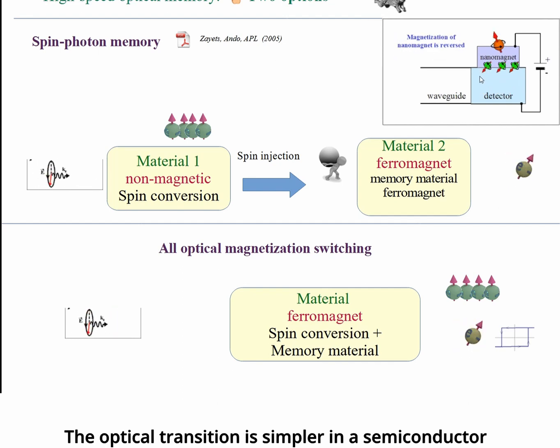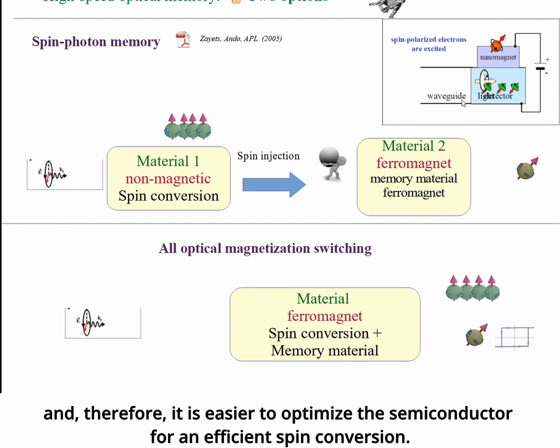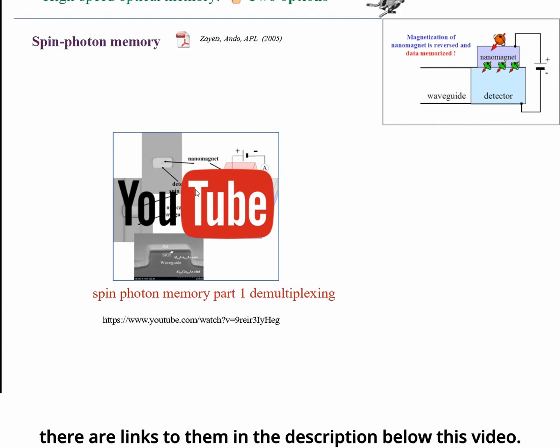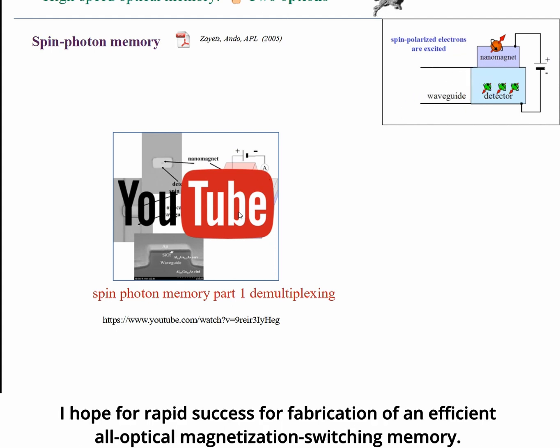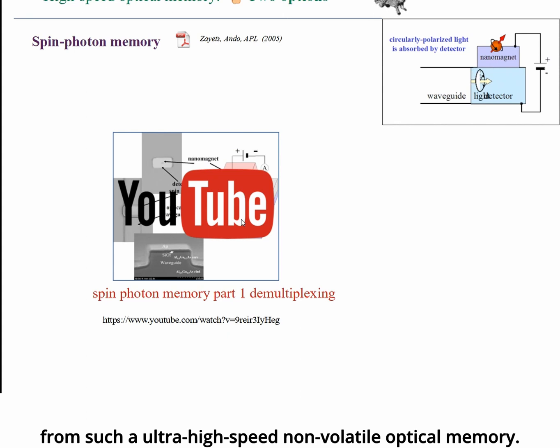The optical transition is simply in a semiconductor, and therefore it is easy to optimize the semiconductor for efficient spin conversion. You can find more details about this high-speed memory in these YouTube videos. There are links to them in the description below this video. I hope for rapid success in the fabrication of an efficient all-optical magnetization switching memory. High-speed data processing will definitely benefit from such an ultra-high-speed, non-volatile optical memory.